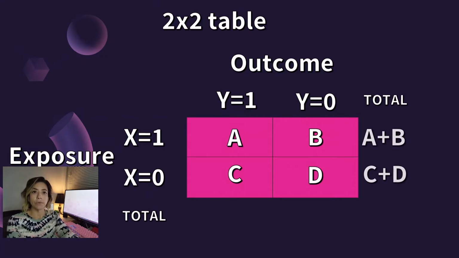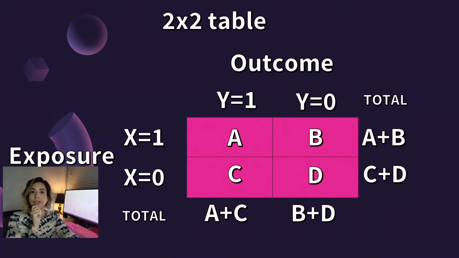When you look at the totals in the row, we would have A plus B, which is the total number of those exposed. And then we have C plus D. Those will be the total of people non-exposed. When we look at the column, then we have A plus C would be those that got the disease. And when we look at those that did not get the disease, then you have B plus D.